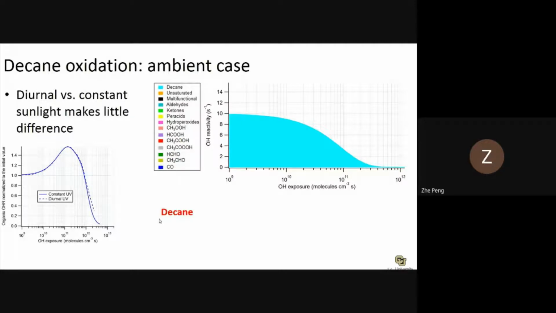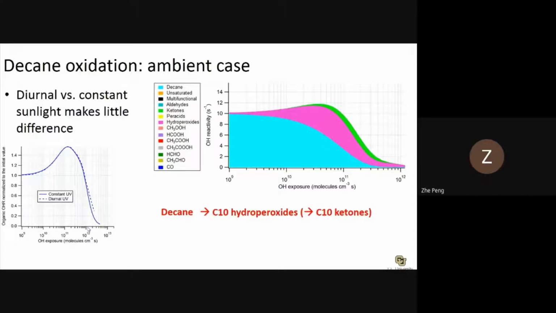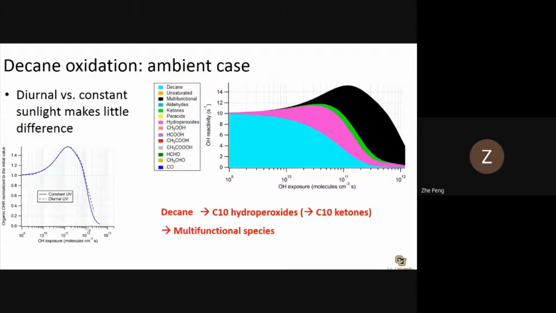To figure out why, let's look at the detail of this oxidation. First, we start with precursor decane. It decays much faster than methane. But its first generation oxidation product, C10 hydroperoxides, are more reactive than decane itself. So the total reactivity can still increase. And the C10 hydroperoxides can also be oxidized to the second generation product, C10 ketones. And both types of species can be oxidized to multifunctional species.